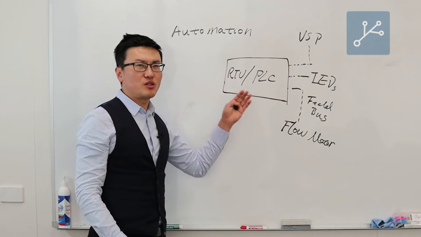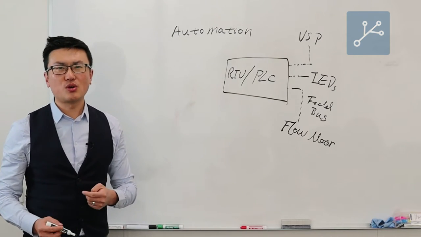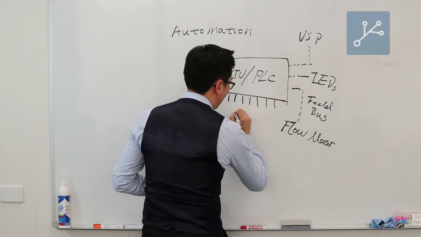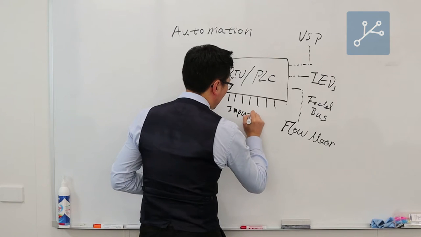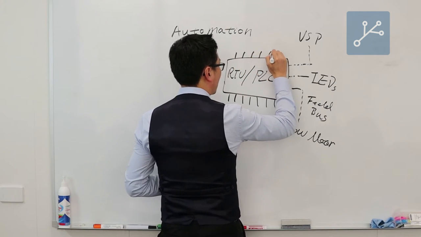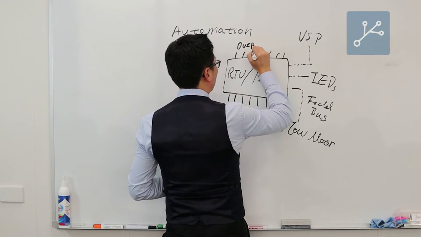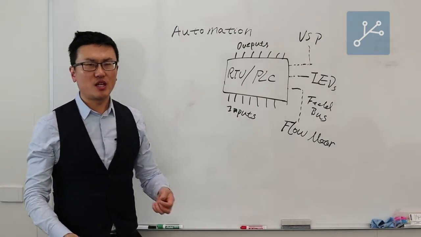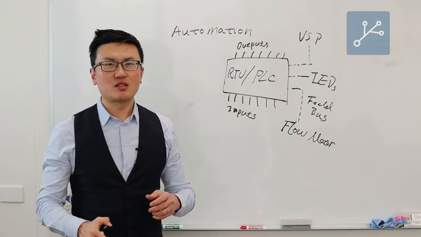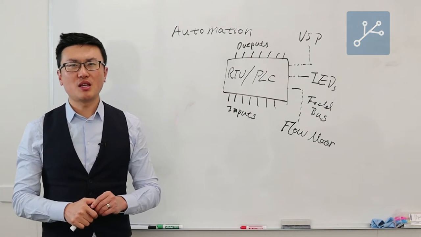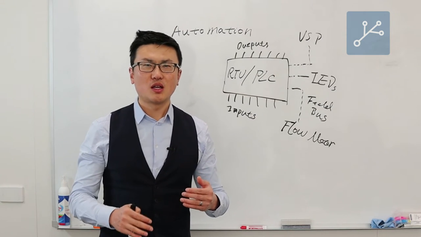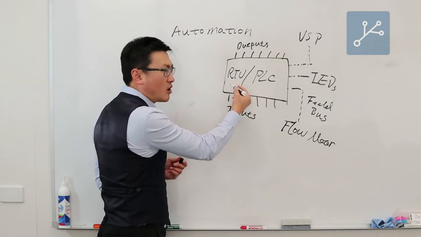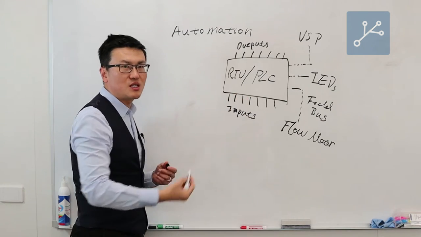A PLC and RTU can also interact with the physical world through physical I/O, which is input and output. Those input and output signals usually can be connected in different formats. For example, the input can be a 0 to 24 volt signal. When the voltage reaches a certain level close to 24 volts, that would generate an on and off signal to the control system, the PLC or RTU.